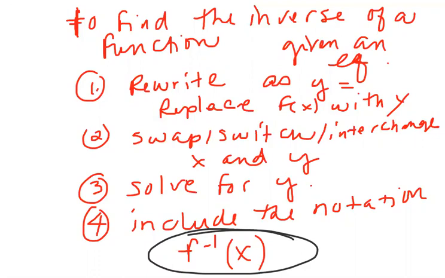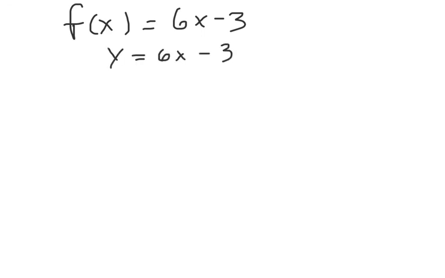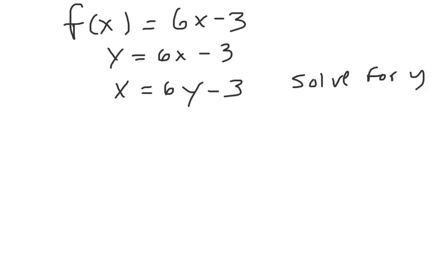All right, guys, so here we go. Some of you may remember this problem. f of x equals 6x minus 3. We're going to find its inverse. To find the inverse, we are going to rewrite this as y equals 6x minus 3. Now we're going to swap x and y, and then we're going to solve for y. So let's solve for y.